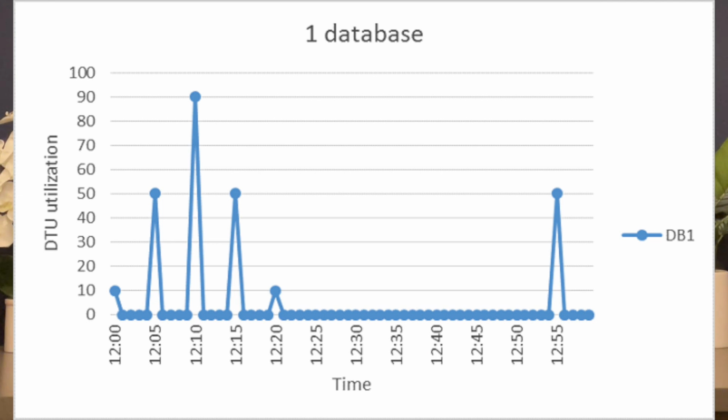We have some spikes here where we get up to 50 DTUs, and we even see some spikes here where we actually get up to 90 DTUs. But for the most part, our database is sitting idle. During these idle times, we still have to pay for compute power, even though we are not utilizing it. This unused capacity represents a waste of resources, thus a waste of money. This money could be better utilized investing it in other areas and opportunities to improve our applications and to drive in newer business.